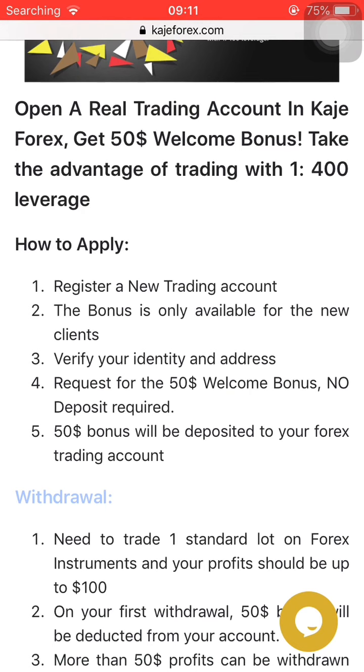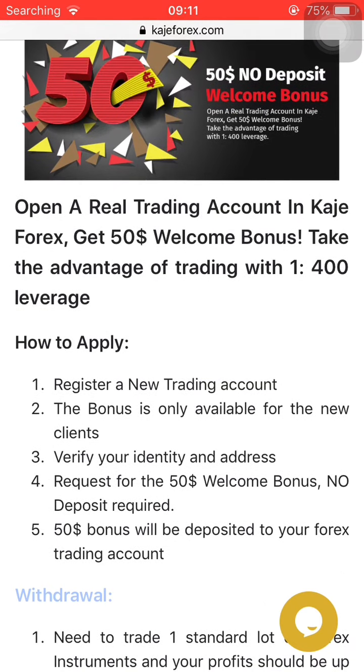And the first rule is how to apply. Number 1 is register a new account. The bonus is only available for new clients. Number 3 is verify your identity and address as usual, guys. Then request the $50 welcome bonus, and no deposit is required. That's point number 4. And point number 5, they say the $50 bonus will be deposited to your Forex trading account. That means that after you have verified your account, they will give you that $50 no deposit bonus straight into your trading account. Then you can trade from there.